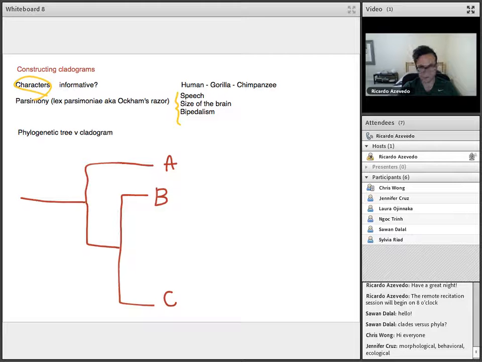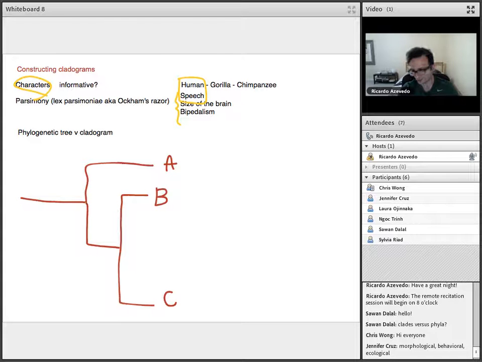So, since you are not providing an answer, I think a character that is limited to one taxon is very hard to be used for classification because you classify based on shared characters, right? In the case of speech, at least in the strict sense of the term, speech is only associated with humans. While the size of the brain changes from gorilla to chimp to human, and bipedalism changes as well because in chimpanzee, one species, you have some semblance of bipedalism.